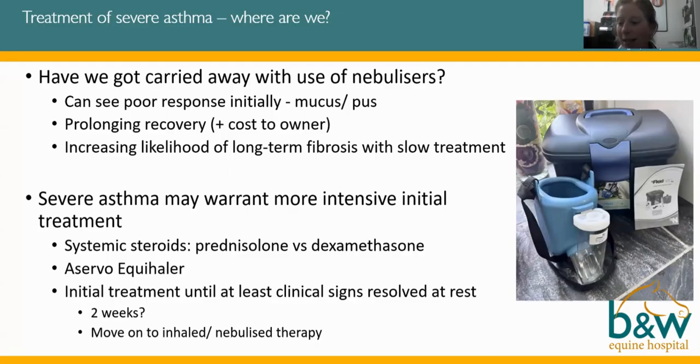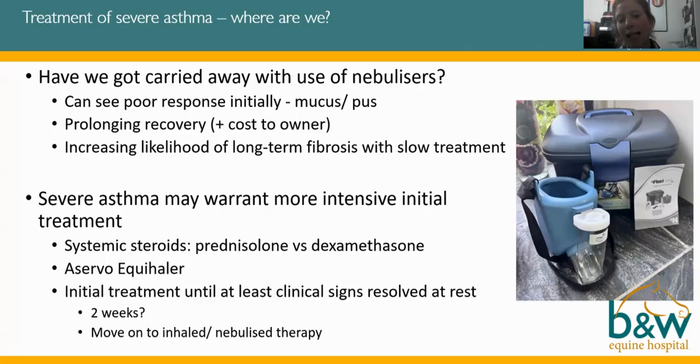Next, I just wanted to talk a little bit about treatment of more severe asthma. Now, if you move on to thinking about severe asthma, so these horses that have got clinical signs at rest, they're often older, teenage, late teenage, or early 20s horses. We see these horses in the winter with their signs of severe asthma. They're coughing at rest, they may be coughing up snot.